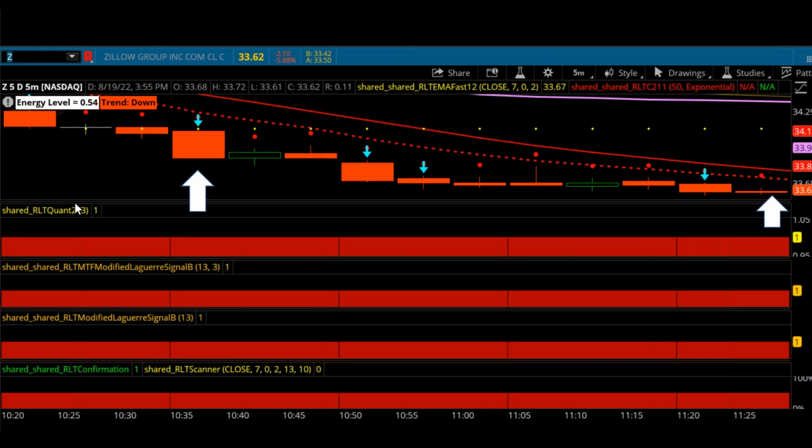And I do focus on the 5-minute time frame. I don't use 1 minutes. You can use 15s and things, but I use 5 minutes and I use dailies. Those are the time frames I use.